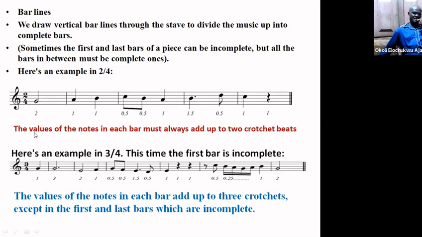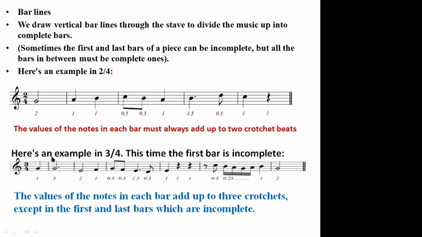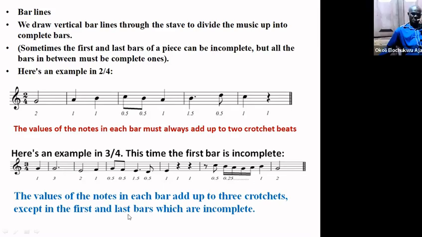We're looking at 3-4. And 3-4 means 3 crochet beats in a bar. 3 crochet beats in a bar. And you have a dotted meaning. I'm not seeing any this thing. You're not seeing what?